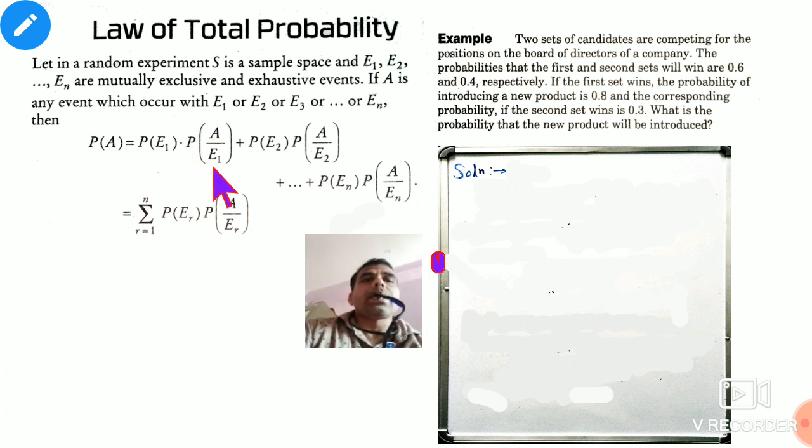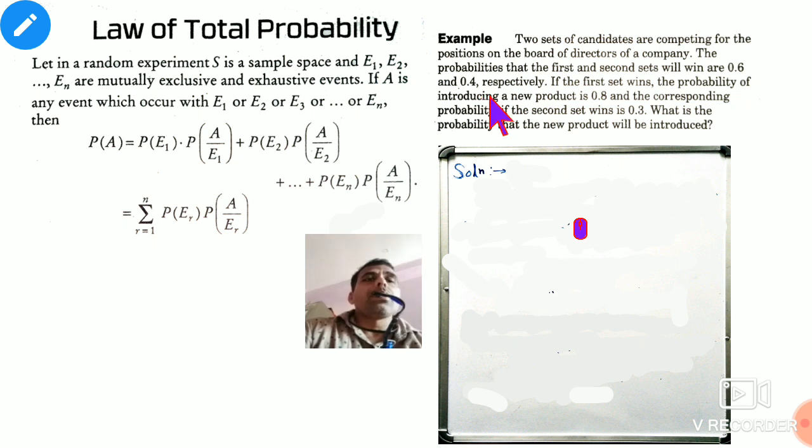Now you can understand this formula through a very nice example given here. We solve this question and the formula will become clear, and how you can use it. Many times you have to use this formula while solving objective or numerical questions. This formula is very important. So see, we are solving this question on the board.